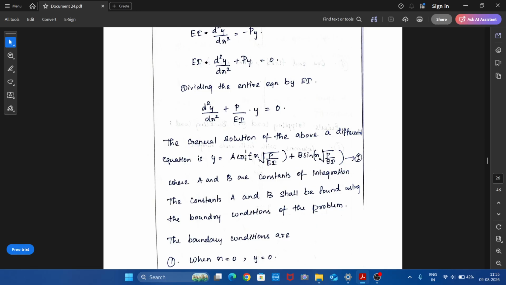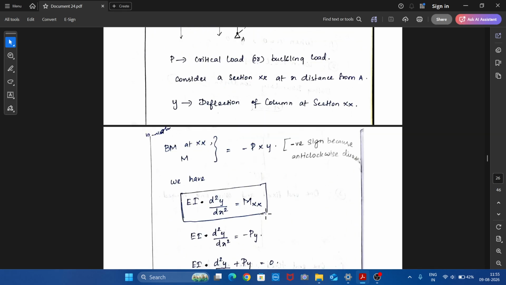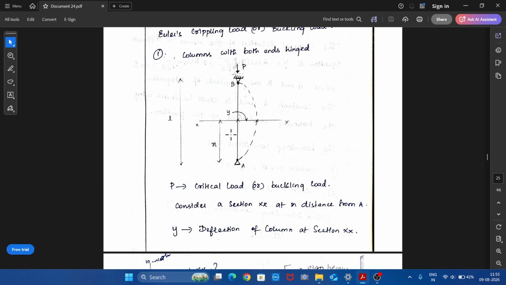Now a and b are the constants of integration. We need to find the constants of integration using the end conditions or the boundary conditions of the problem. So let us take the boundary conditions. If we take a column of this type that is hinged at both ends, we very well know that the bending moment at the hinged supports is 0.